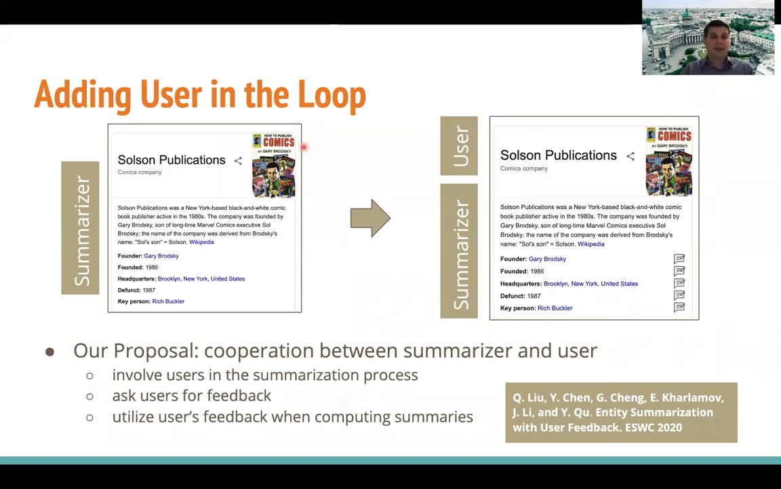Our proposal is to allow both the summarizer and the user to actively participate in the summarization process. This is the old approach, where the summarizer is alone in computing the summary. Now, we allow users to provide feedback on the summary. For example, the feedback can be provided through some communication channel, where the user tells the summarizer that he either likes or dislikes particular property value pairs in the summary. Then the summarizer utilizes this feedback and computes the summary.